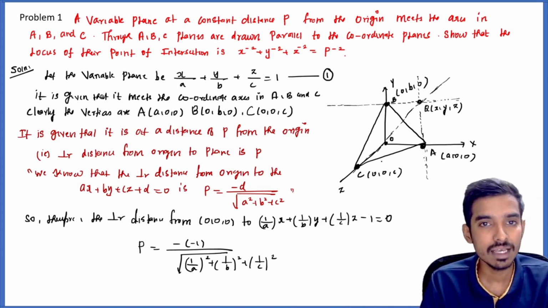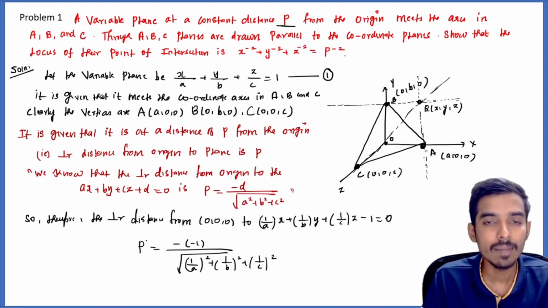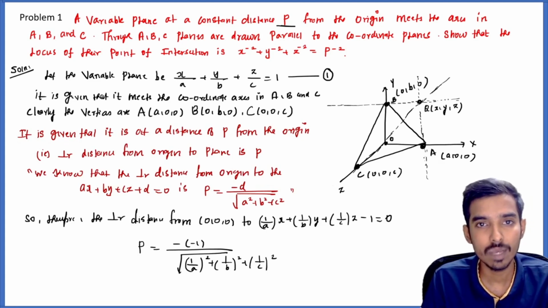After that, we have used the condition that the perpendicular distance from the origin to the plane is p. We know the formula for perpendicular distance. It is given by minus t divided by root of a square plus b square plus c square, where ax plus by plus cz plus t is equal to 0 is the general equation of a plane. So I'm just applying the same concept here.